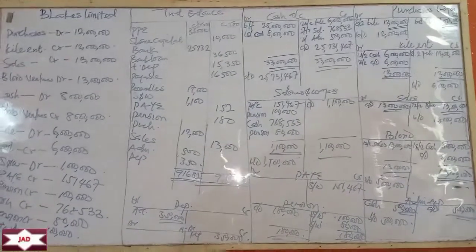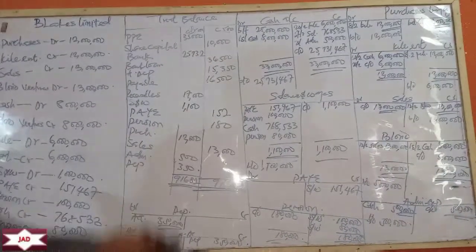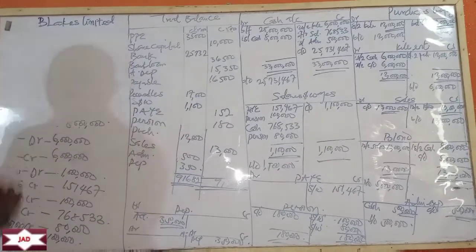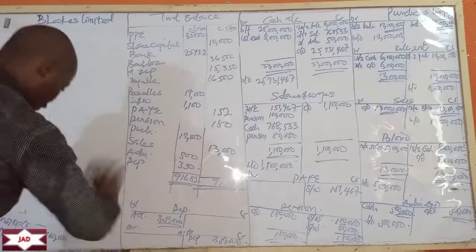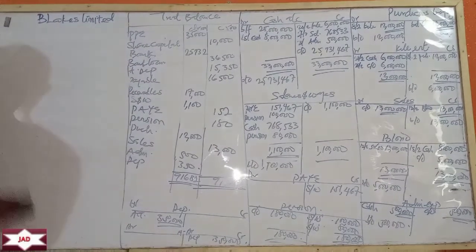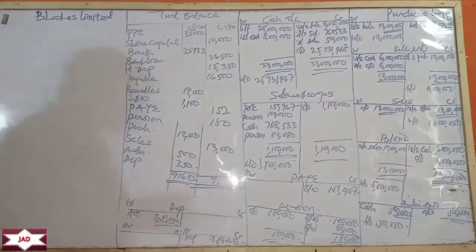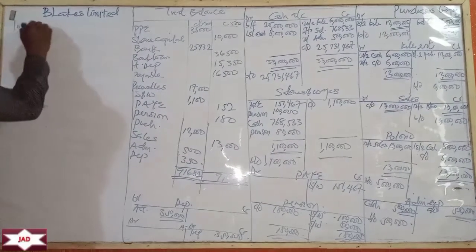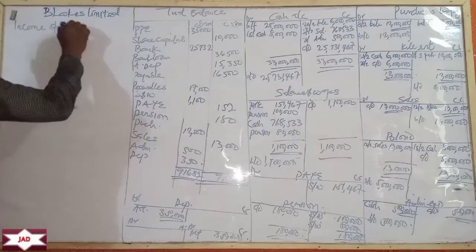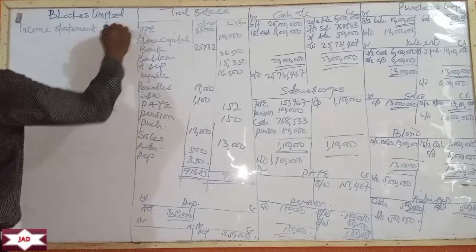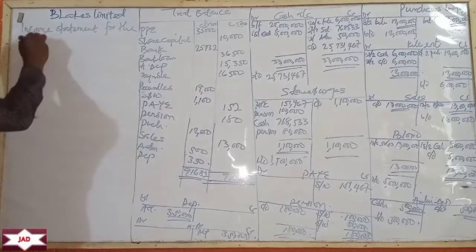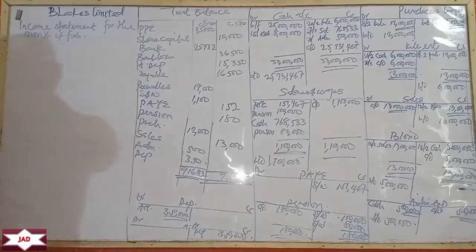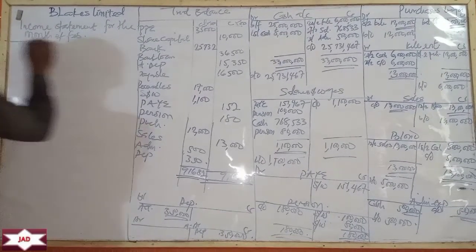So with this now, let's quickly prepare the income statement and the statement of financial position. So we'll not be using notes because of space, but I'm sure by this at least you understand what we're talking about. So let's go. So we have income statement for the what? Month of what? February. So let's go.